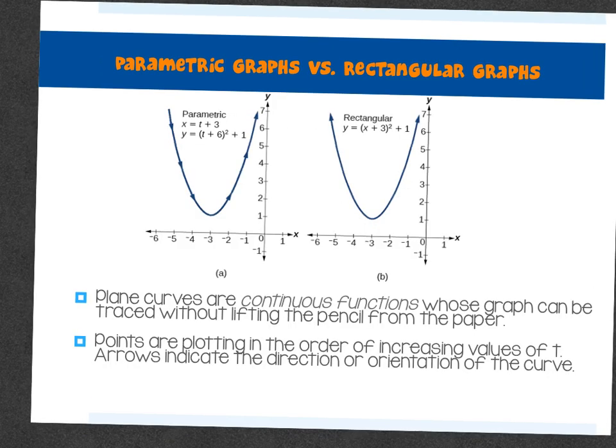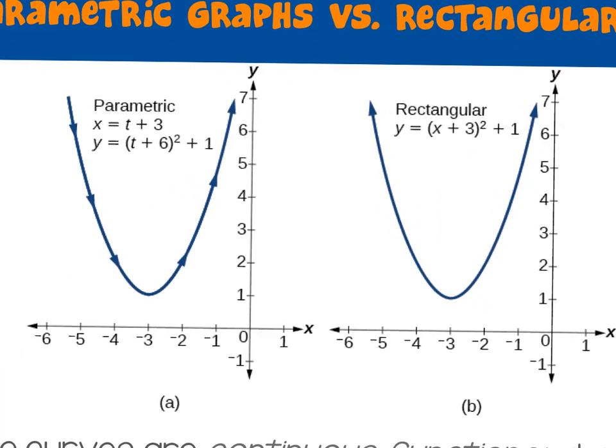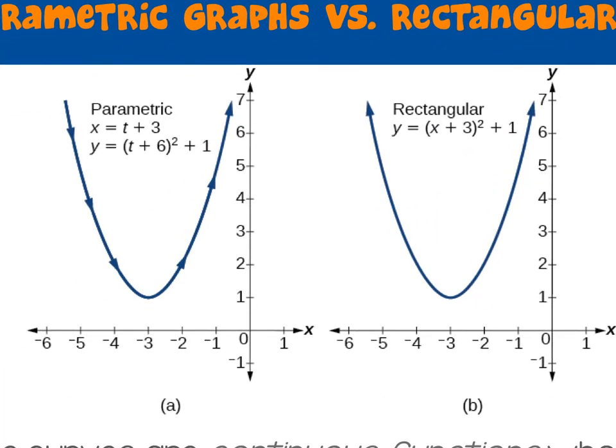So this is the difference between a parametric graph and a rectangular graph. If we just focus on the graphs for a second, on the right is what we're used to. This is called a rectangular graph. This is your parabola, plotted on an XY coordinate system. This equation is y equals (x plus 3) squared plus 1. That's a parabola that points up. It's got arrows on both ends because it continues in either direction.